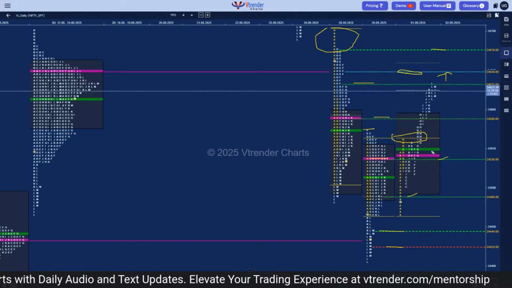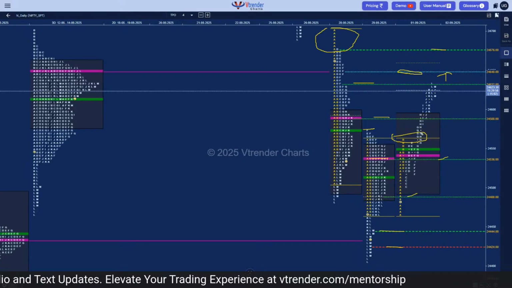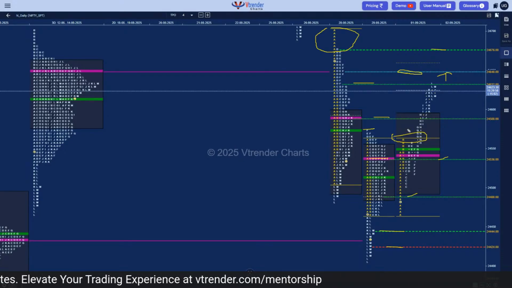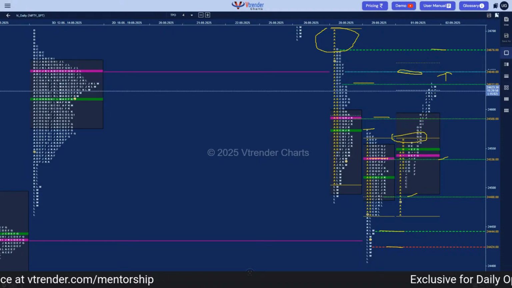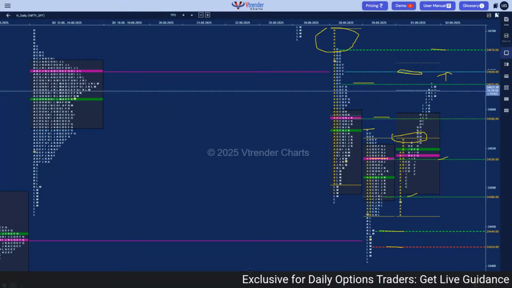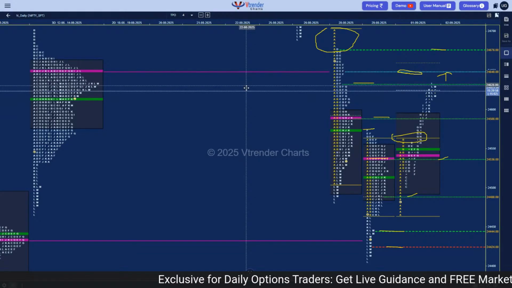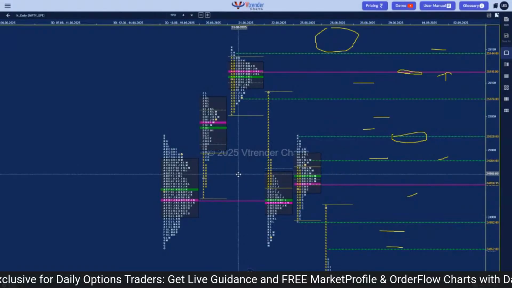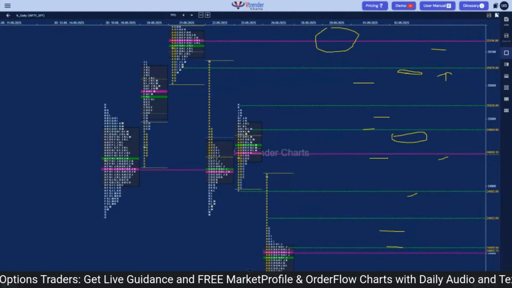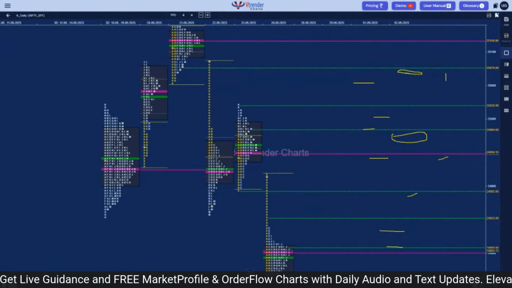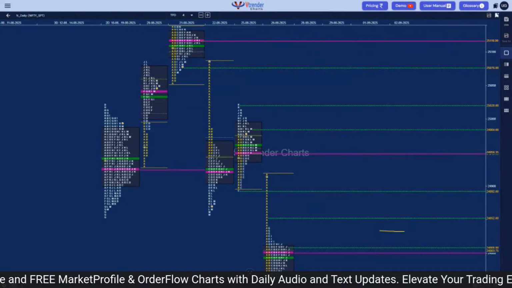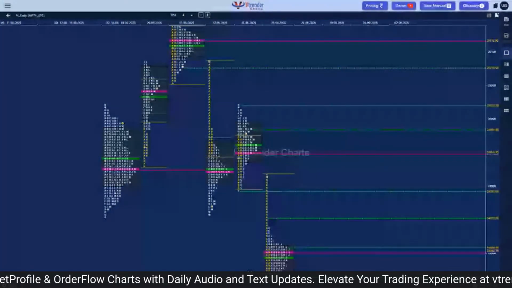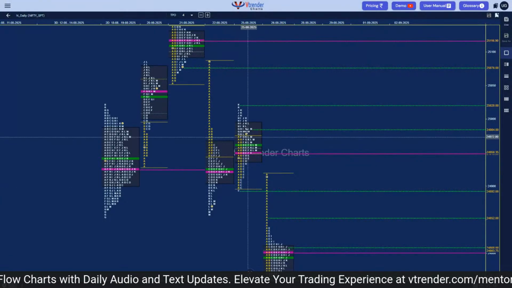On the downside, we have a very basic rule for failed auctions. We are bearish below the failed auction, and we are bullish above the failed auction. So I'll just quickly take you back to the failed auction we left last week on Monday and compare it with what has happened today.